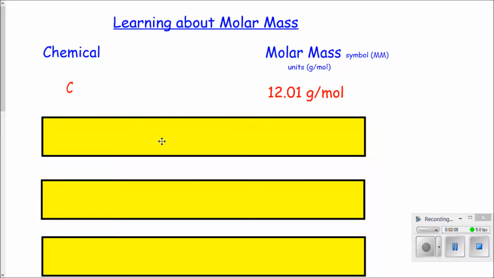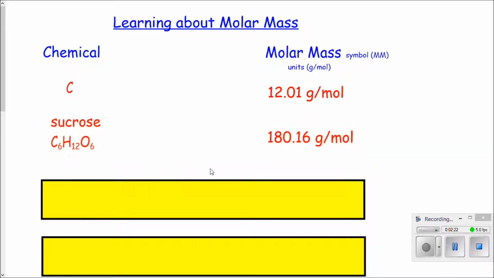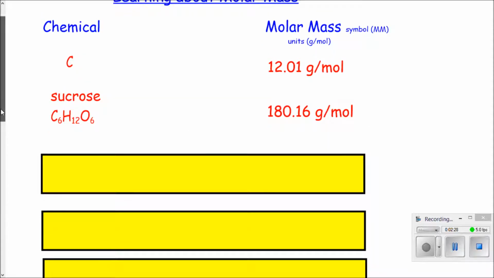Okay, so it turns out that carbon has a molar mass of 12 grams per 1 mole. Take a look at your periodic table, try and figure out where this molar mass is coming from. Sucrose has a molar mass of 180.16 grams per mole. Look at your periodic table, see if you can figure it out.